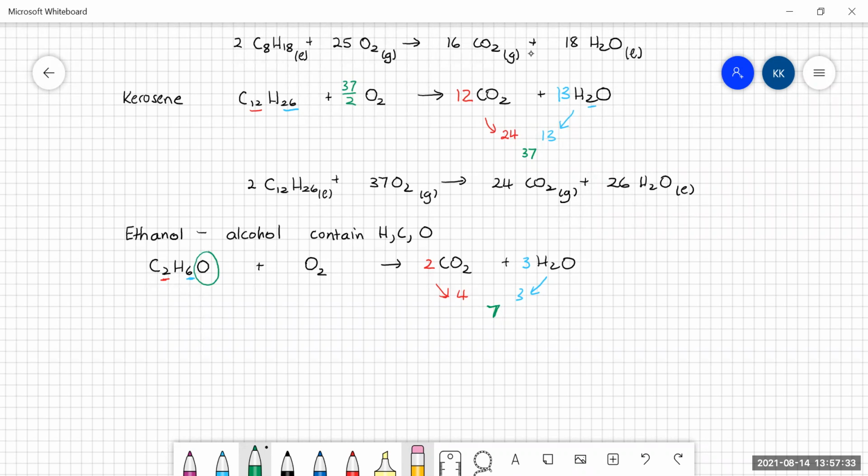Now, this is going to trick some of you, and you've got to try and remember, whenever you're looking at an alcohol, there is already an oxygen in the fuel. So to make up 7, we need 3 O2s to balance that equation.